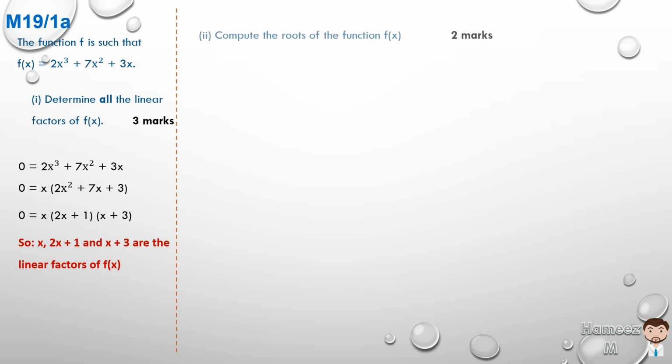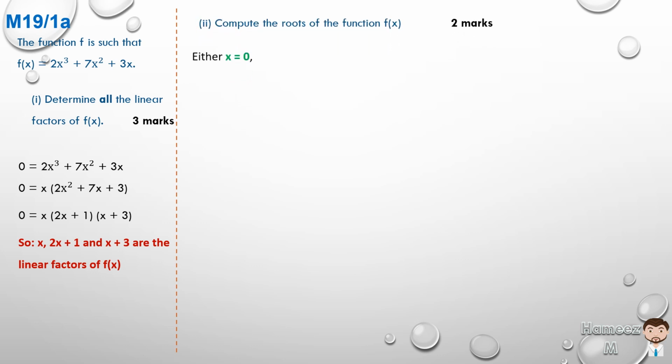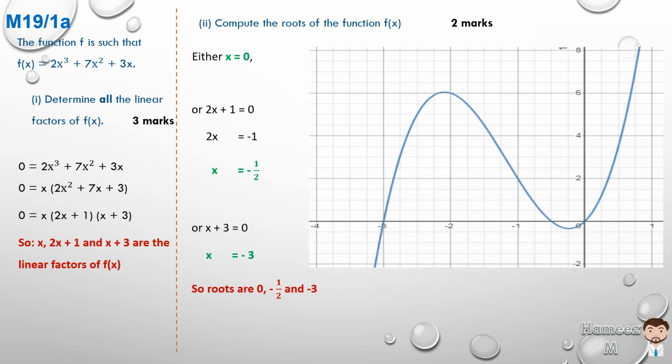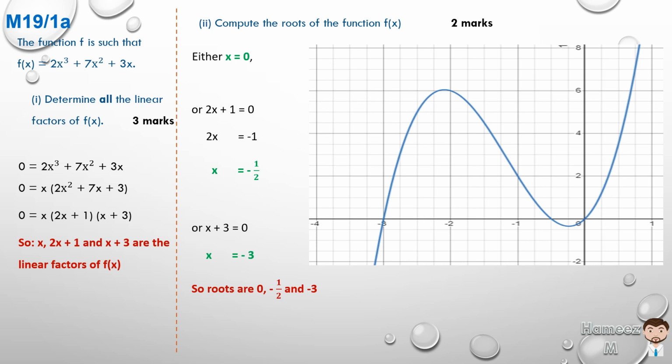Part 2. Compute the roots of the function f of x. Either x is equal to 0 or 2x plus 1 is equal to 0, which means that 2x is equal to minus 1 and x is equal to minus a half, or x plus 3 is equal to 0, so x is equal to minus 3. So the roots are 0, minus a half, and minus 3. And let's bring up a little sketch of this so you can see what the cubic equation looks like.